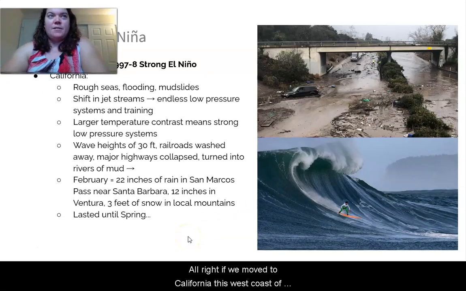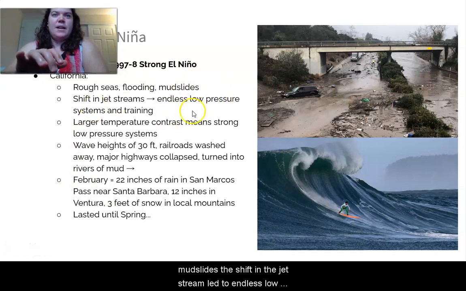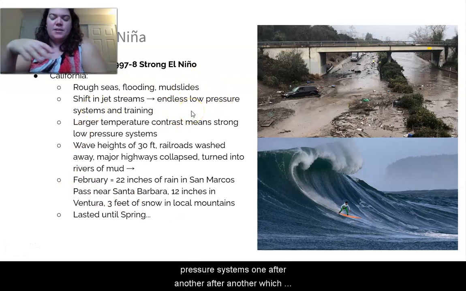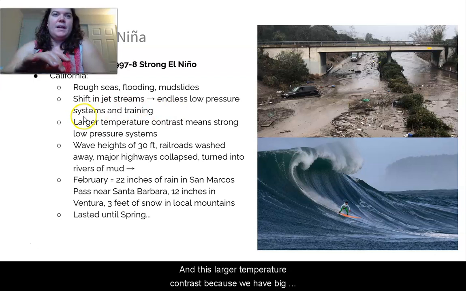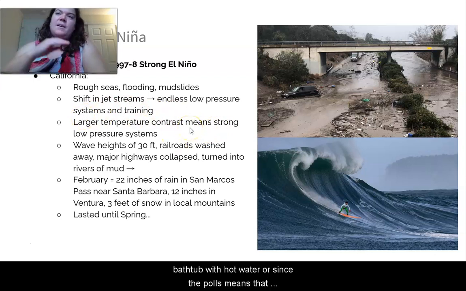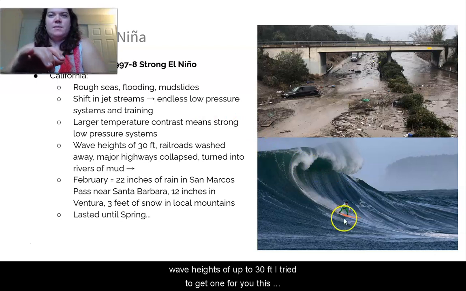All right, if we move to California, that's the west coast of the United States, they saw rough seas, flooding and mudslides. The shift in the jet stream led to endless low pressure systems, one after another, which we call training in meteorology. So, like cars on a train track. And this larger temperature contrast, because we have big bathtub of hot water versus the poles, means that these were stronger low pressure systems. We have wave heights of up to 30 feet.